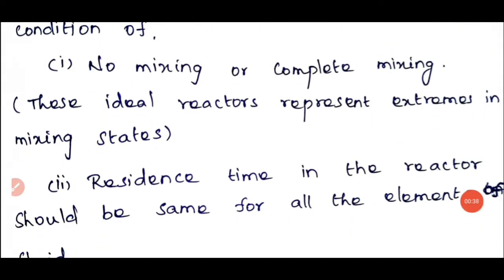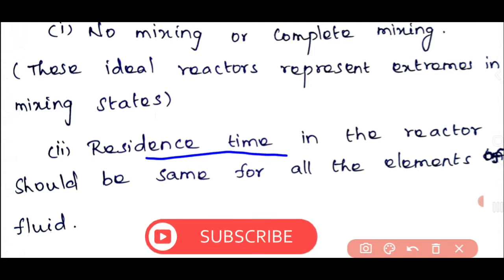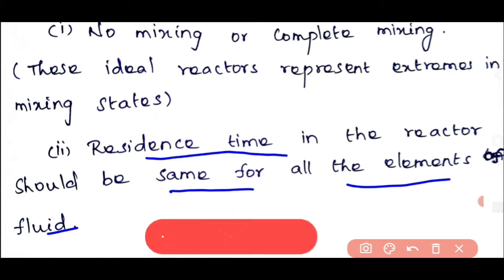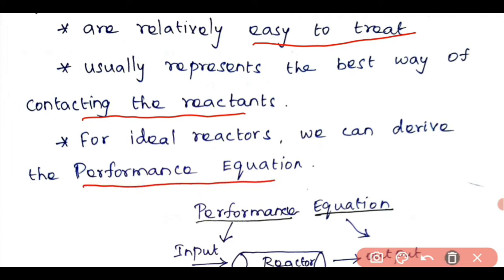The next condition is residence time. Residence time in the reactor should be the same for all the elements of fluid. That means the time spent by the reactant or product inside the reactor should be the same. Then ideal reactors are relatively easy to treat and they represent the best way of contacting the reactants, and we can derive the performance equation for ideal reactors.